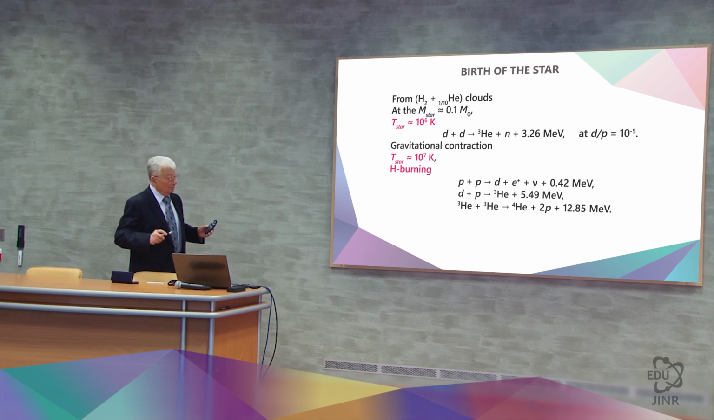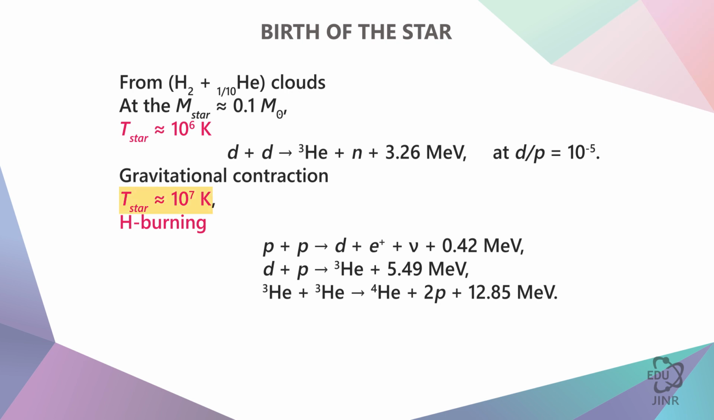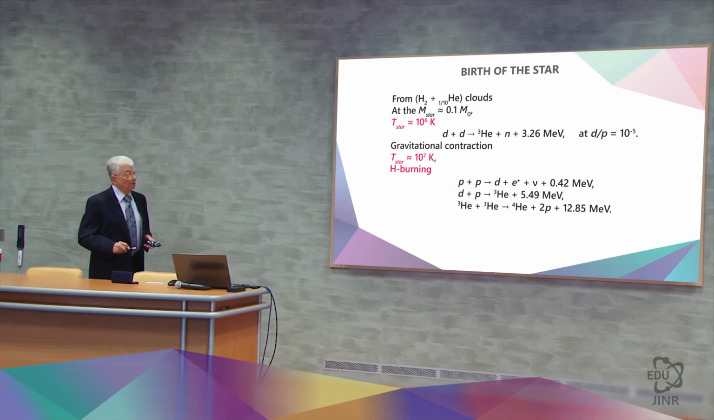However, as a result of gravitational compression and a rise in temperature to 10^7 Kelvin, not only deuterium but also hydrogen can combine. And hydrogen combining with hydrogen gives deuterium, an electron, a neutrino, plus 0.42 megaelectron volt. Then the combination of hydrogen with deuterium results in helium-3 plus 5 megaelectron volt, and helium-3 plus helium-3 gives helium-4 plus 2 protons plus 12.85 megaelectron volt. It is clear how these interactions at this temperature can lead to the formation of helium nuclei in combination with the release of energy, quite a decent amount totaling 12.85 megaelectron volt per atom.